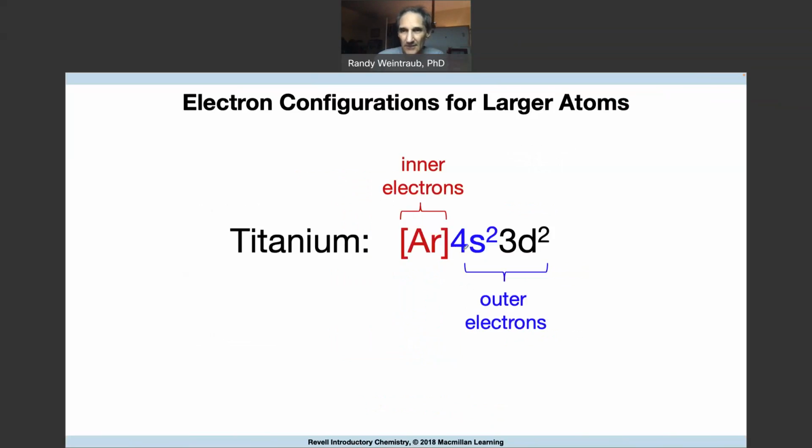In addition to convenience, there's another advantage to using the noble gas configuration. The noble gas configuration allows us to focus on the outer electrons, the valence level electrons. The formation of chemical bonds involves changes in the outer electrons. The inner electrons do not get involved with bonding.